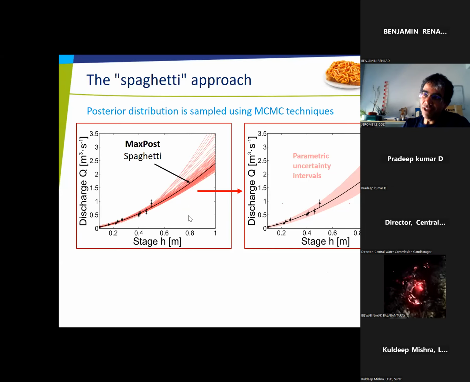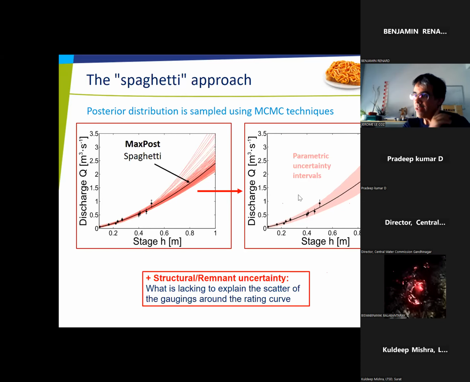The idea is that if you want to keep only one rating curve, you will keep this one, but you should remain aware of the uncertainty around that max post rating curve in pink. And we will add another uncertainty term, which is called the remnant uncertainty or structural uncertainty. That's an uncertainty component that BaRatin will estimate to explain the remaining deviations between the gaugings and the rating curve.